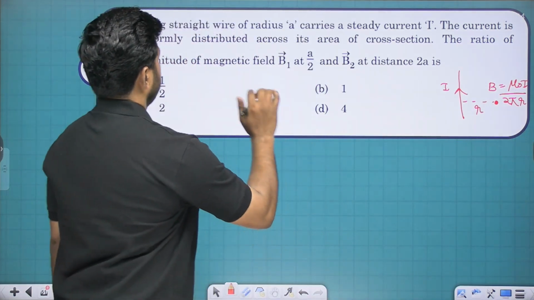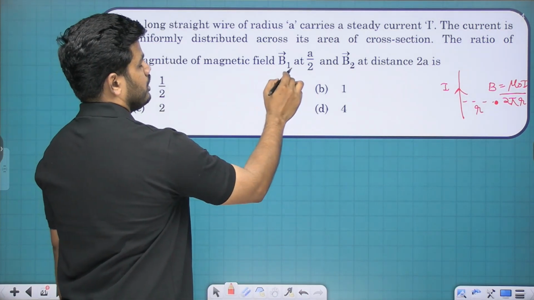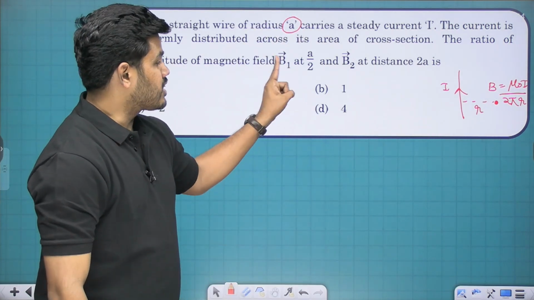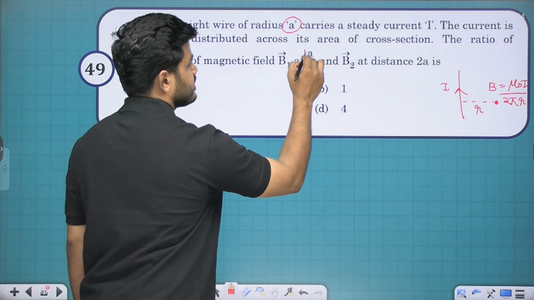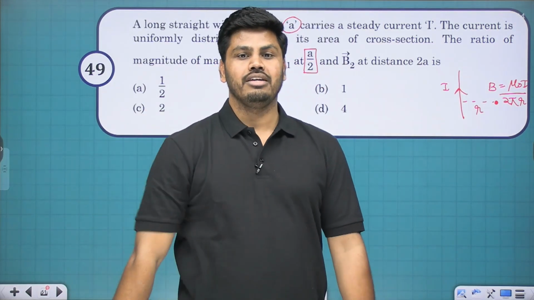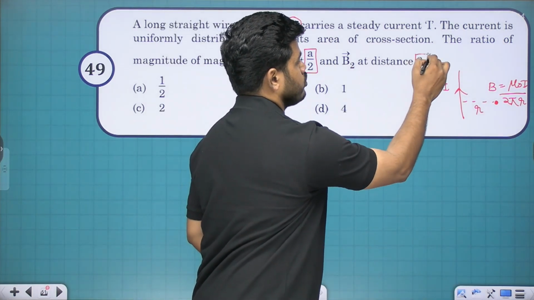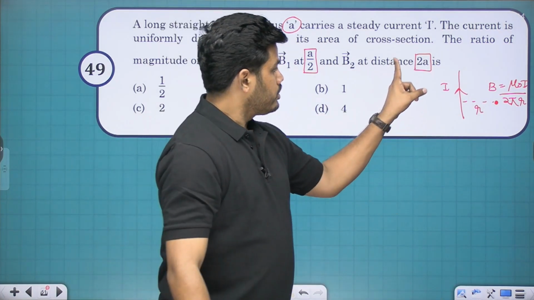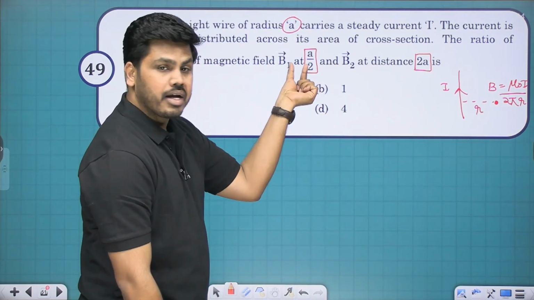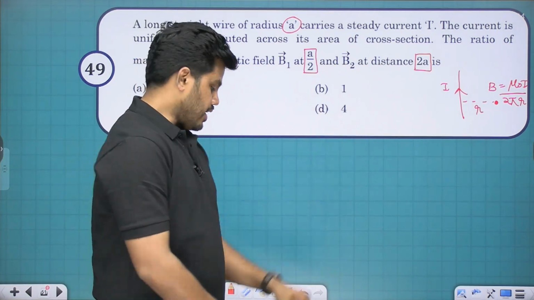We have a problem here. The cross-sectional radius of the conductor is given as A. Look at the first point they are talking about: at a distance A by 2 from the center. That point is still within the conductor, right? Radius is A, so A by 2 means inside the conductor. And the point at 2A is outside. So for 2A, no complication, we can use this equation. Inside the conductor, we have to get an expression for magnetic field.